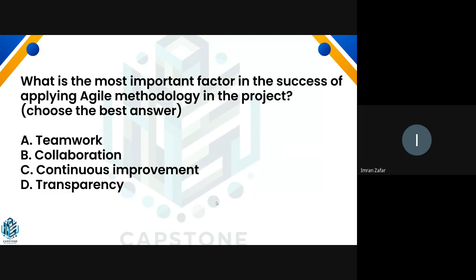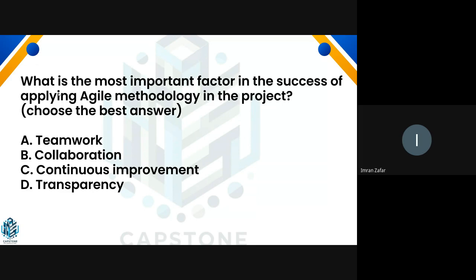Okay, so three C's and two B's. So C is the right answer because although teamwork, collaboration, transparency, everything is important, since agile methodology is iterative and incremental both, it is mainly aimed at a continuous improvement mindset, which is very essential to adapting to changing requirements. We learn from the iterations, we improve the product and our process over time as we move forward with our iterations.